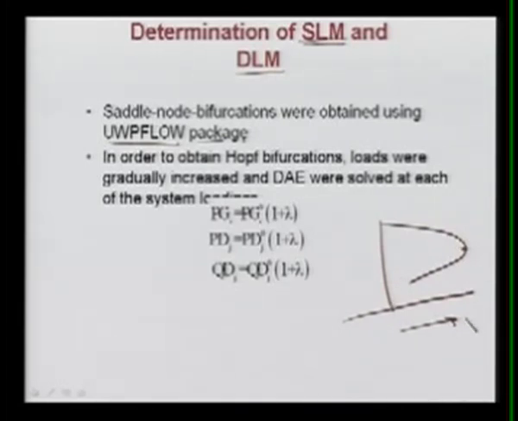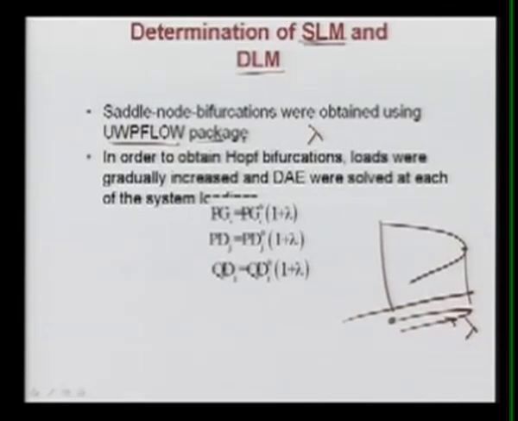Let's suppose your lambda is changing here. So from here to this point, you can get how much the loading is. You will directly get this loading factor, and you can say you have this margin in the system. So the saddle node bifurcations were obtained using that package.